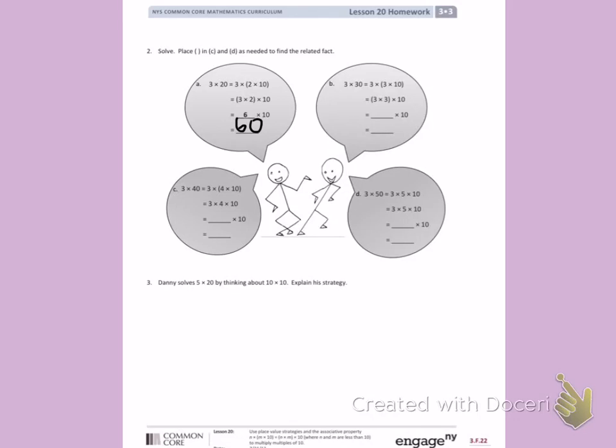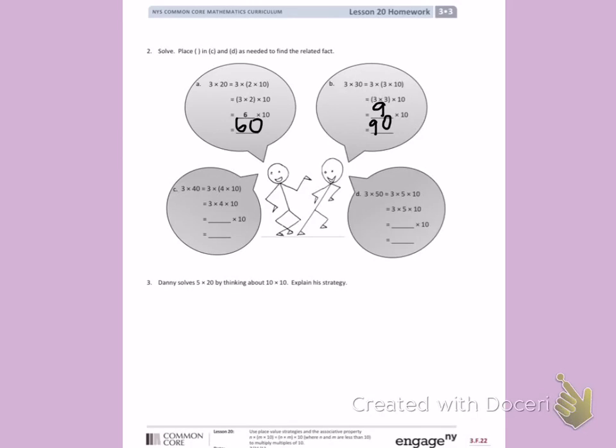Letter B. I have 3 times 30 equals 3 times 3 times 10. Again, 30 was broken apart into 3 times 10. Then they have grouped together 3 times 3, and then we'll multiply that first before we multiply times 10. 3 times 3 is 9, giving me an easier problem to solve. 9 times 10 is 90.